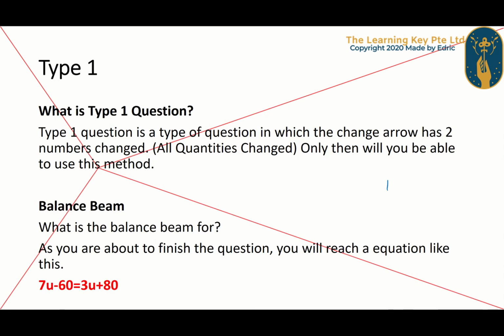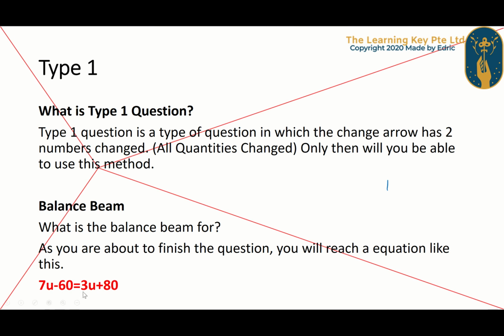So type 1 question. Type 1 question is a type of question where the change arrow has 2 numbers that are both constantly changing. Only then will you be able to use this method. Balance beam. So what's the balance beam for? As you're about to finish the question, you reach an equation like this.